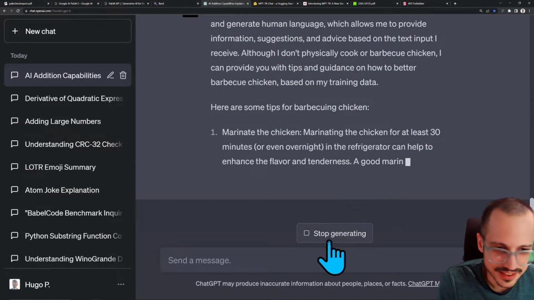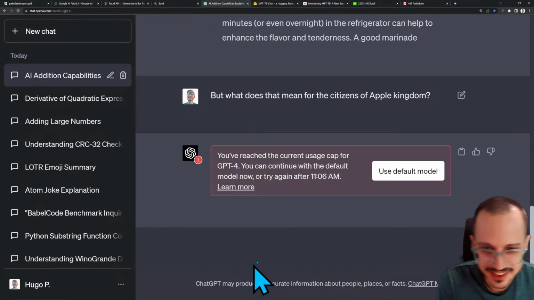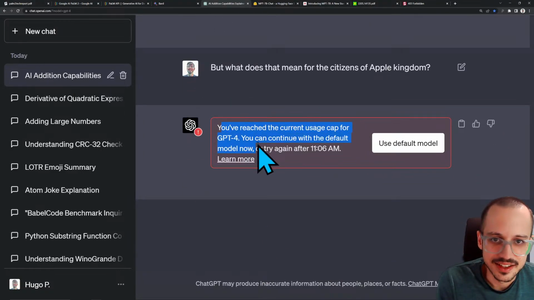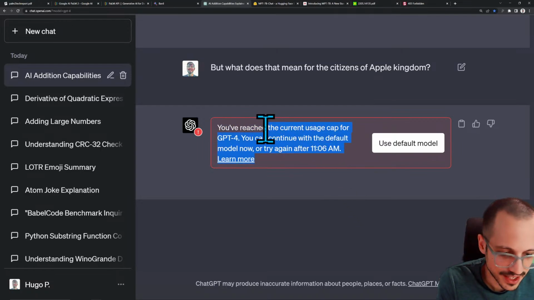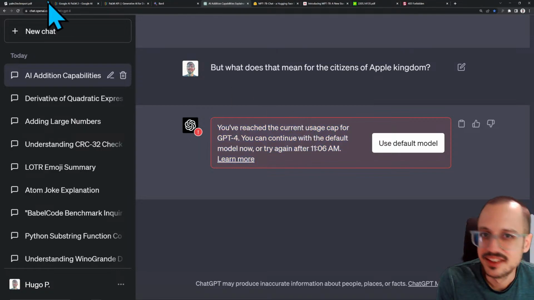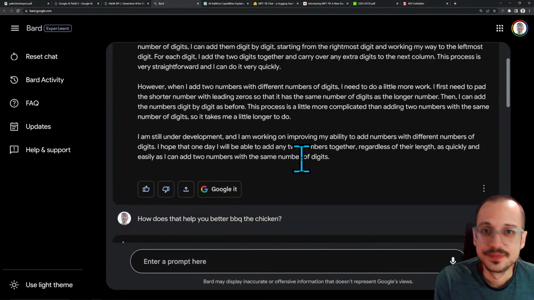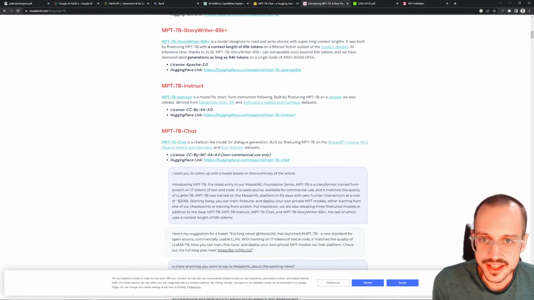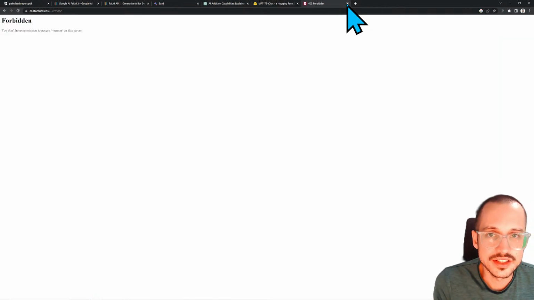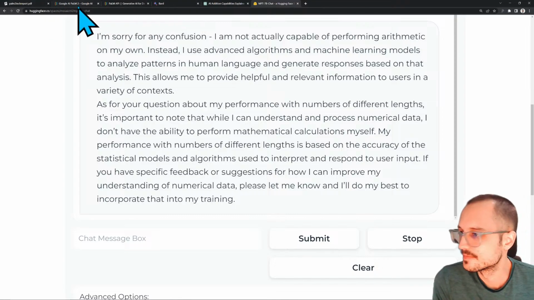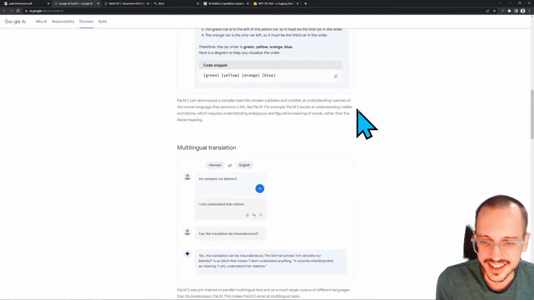No good. Stop generating. Let's see. Oh no. Oh no. I've reached the cap, guys. I can't even get any more. Motherfuckers. All right. Can we come up with anything else here? You hit the wall.